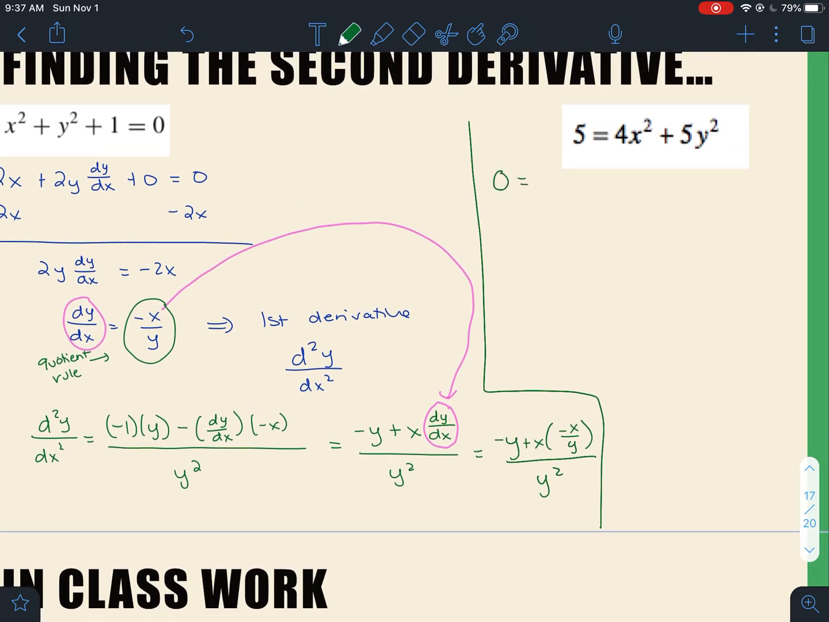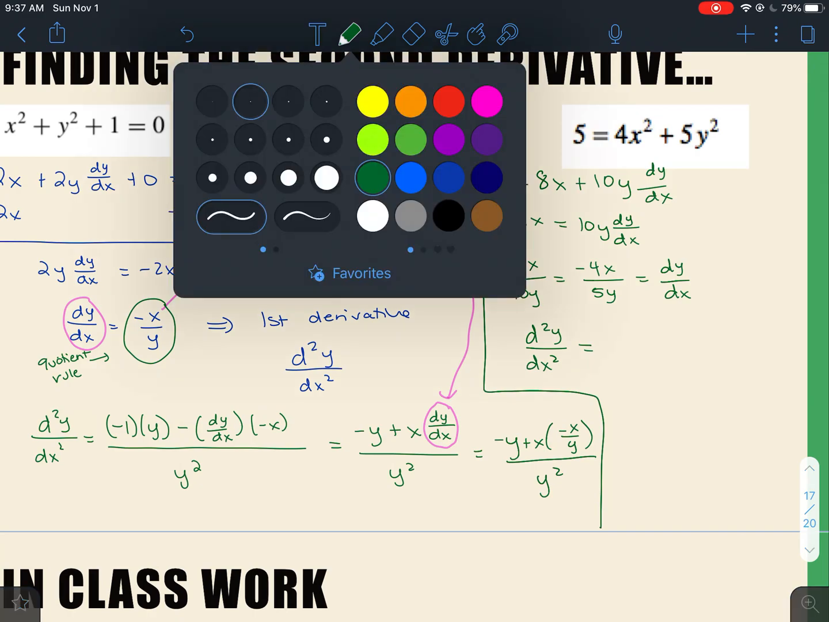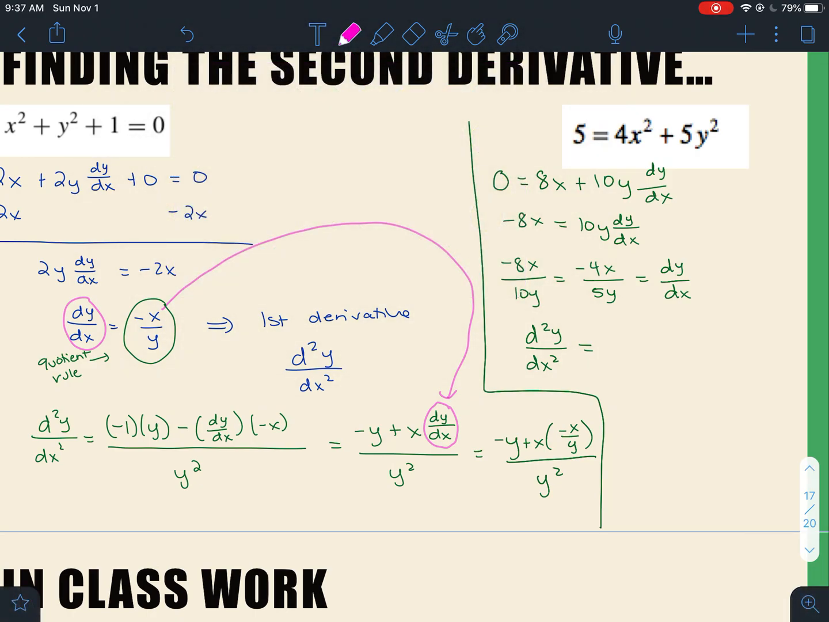5 equals 4x squared plus 5y squared. So if I take the derivative of this, I would get 0 equals 8x plus 10y dy/dx. And if I solve for dy/dx, I get negative 8x equals 10y dy/dx. Divide by 10y, and negative 8x over 10y, which is equal to negative 4x over 5y, is the first derivative dy/dx.